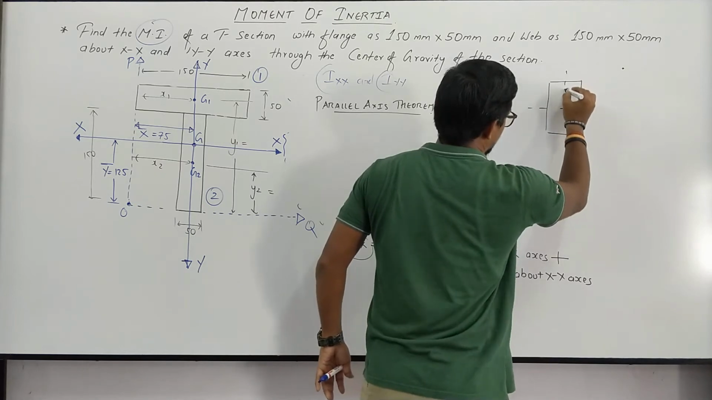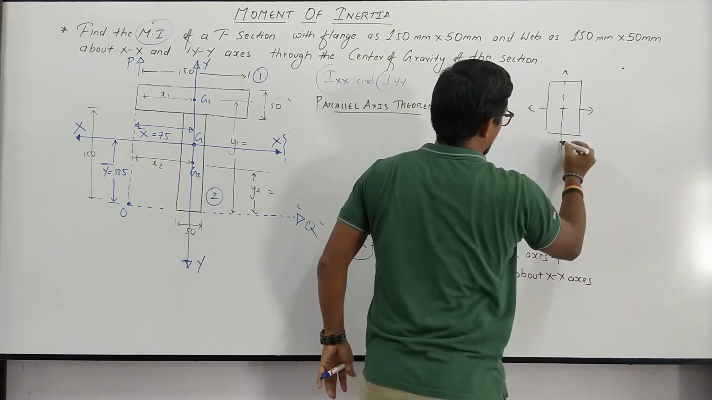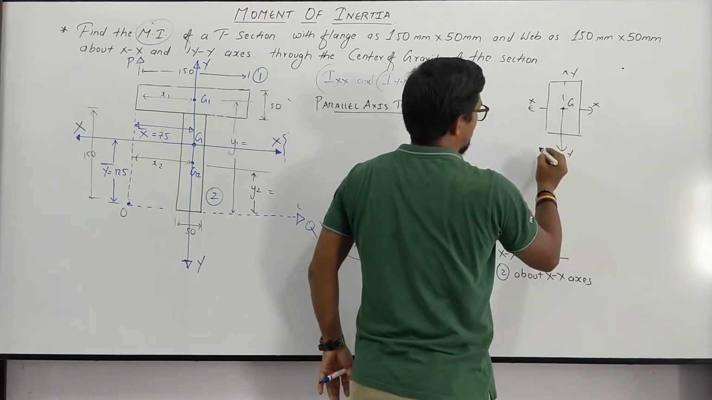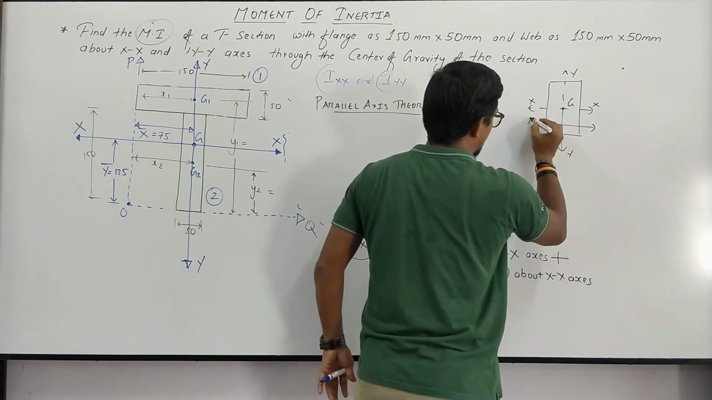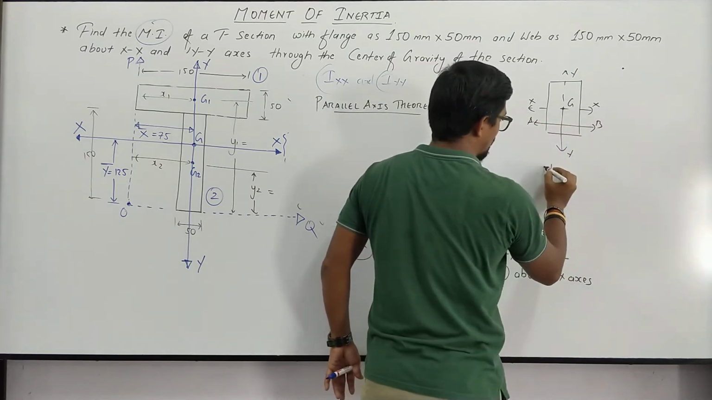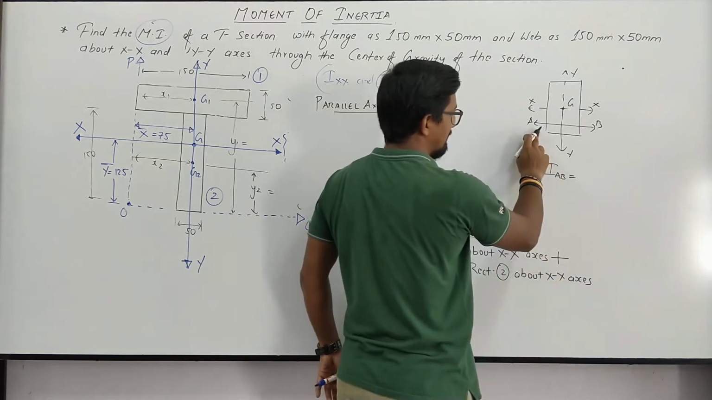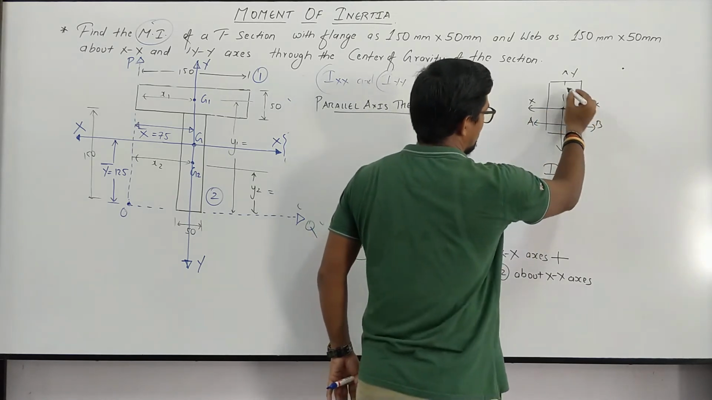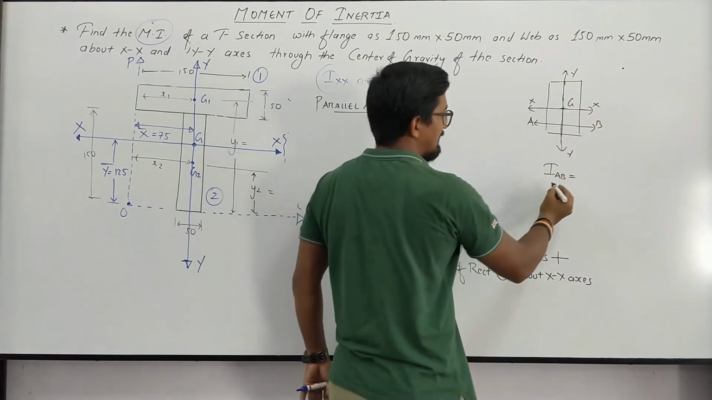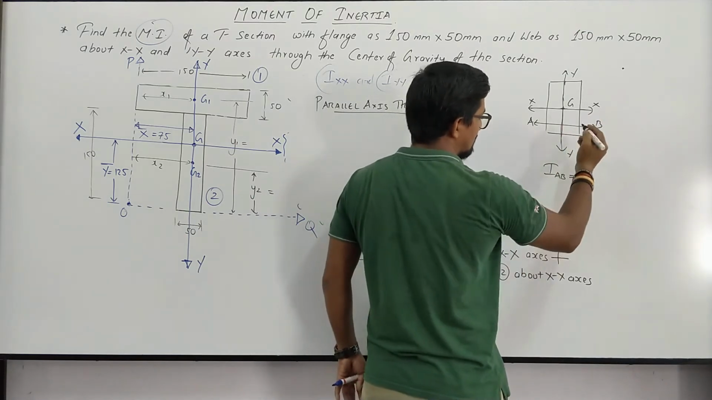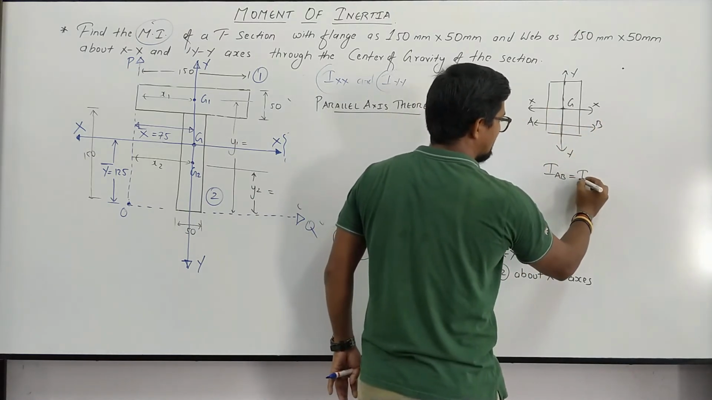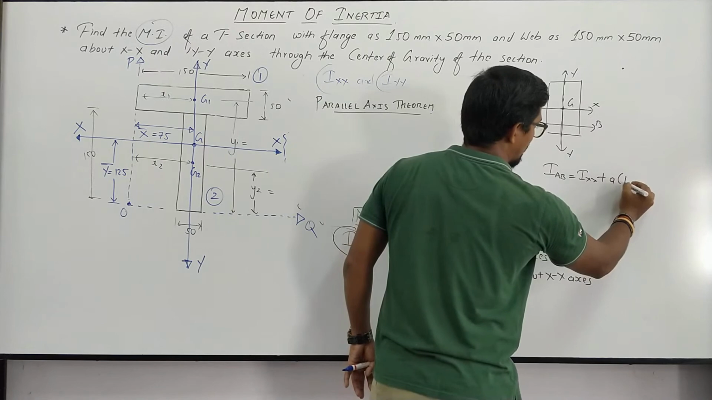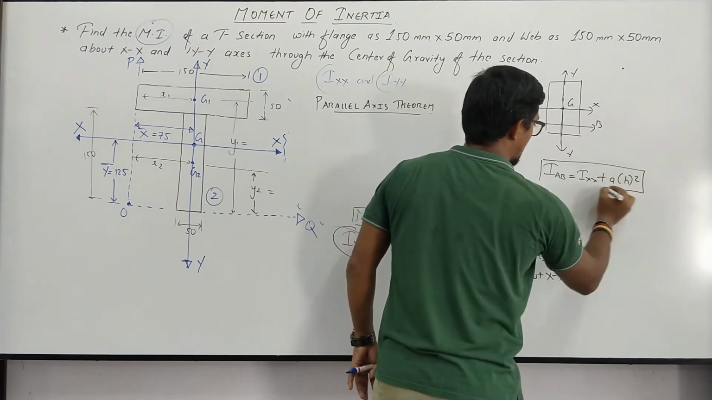So suppose this is y and this is x axis and this is G, and this is a new axis which is AB, and we are told to find moment of inertia about axis AB, correct? We have given XX and YY. So IAB is a new axis. IAB is parallel to which axis? IXX, correct? So IXX plus area into h square. So this is nothing but parallel axis theorem.